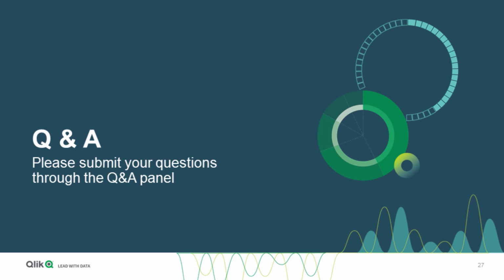So let's see. First one is, how can we evaluate our existing Qlik Sense applications? This is not something that I've covered today, but it's a great question. We have an application on Community called App Metadata Analyzer. You can import this into your system and use it to understand the memory footprint of applications and objects within those applications and how they scale inside your system.